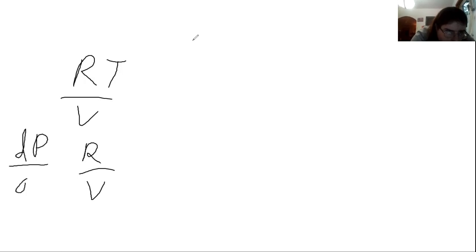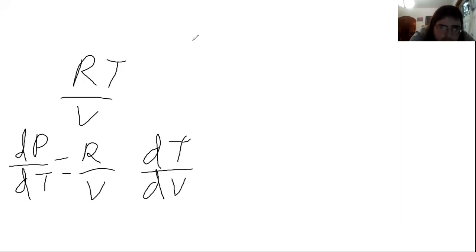It doesn't really matter which one I do. I can do dP over dT. We said P is RT over V, so dP over dT is going to give us R over V. Now dT over dV. T is going to be PV over R.